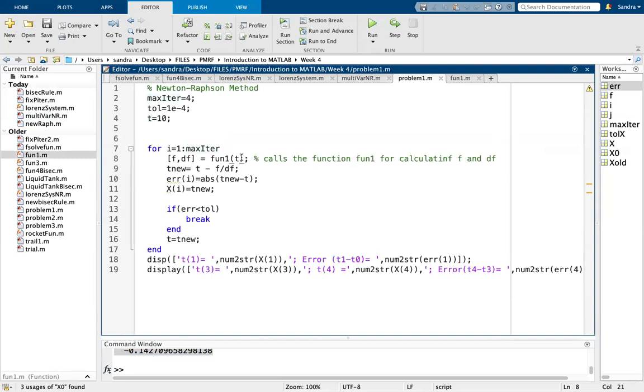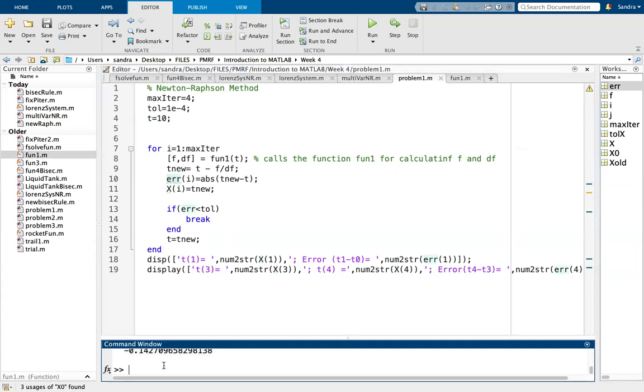Now I give a particular value of t, I get the function value and derivative value, and this is the Newton-Raphson update, that is t minus f divided by df. This is the Newton-Raphson update, t new. I calculate the error, that is the absolute difference between t new and the old t. I update the value here and save the values. I have the error tolerance check and I update the value of t. At every iteration, I am saving the value of t in the variable x, and I'm saving the error in the error variable. Is that clear? I'll just run this code.